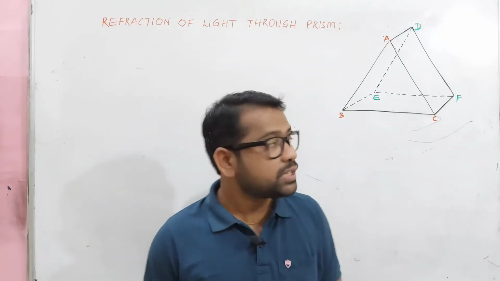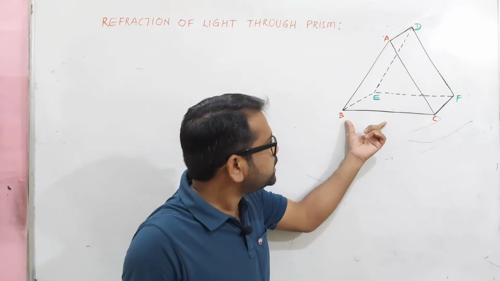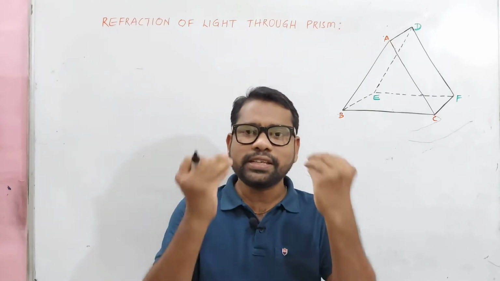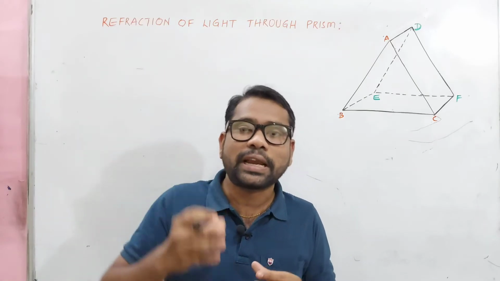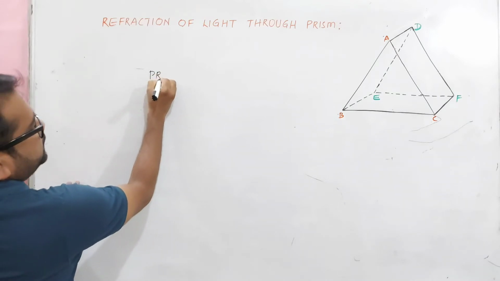What is a prism? Children, a 3D picture of the prism seems to be like this. So this is how a prism actually looks. But how can we define what a prism is? And how can refraction take place here? So first let us learn what a prism actually is.